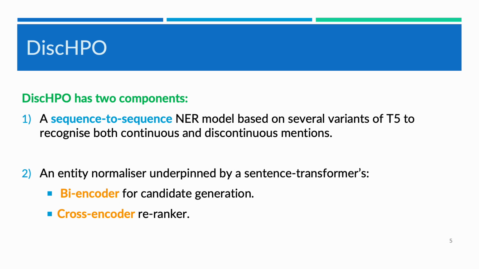Our model is called DiscHPO, which has two components: a sequence-to-sequence named entity recognition model based on several variants of T5 to recognize both continuous and discontinuous mentions on the sentence level. For the NER model, we have utilized the low-rank adaptation LoRA approach for the extra-large pre-trained models. The second component of our model is an entity normalizer, which is underpinned by sentence transformers. It includes a BioEncoder for candidate generation and a Cross-Encoder for re-ranking.